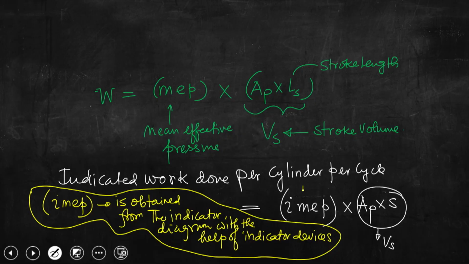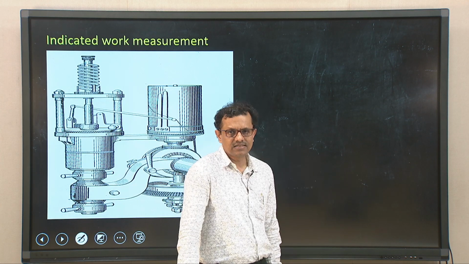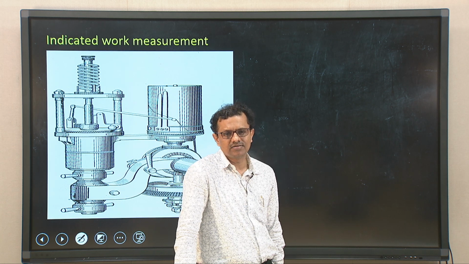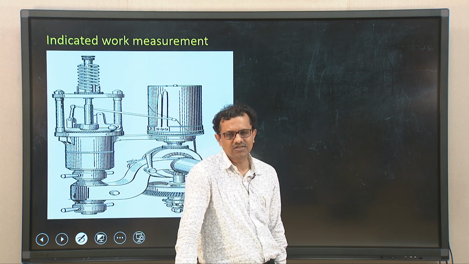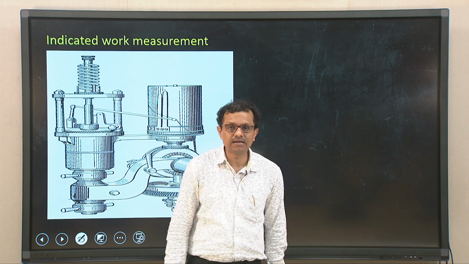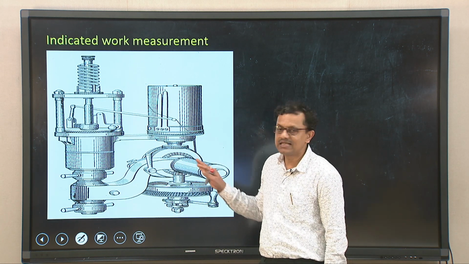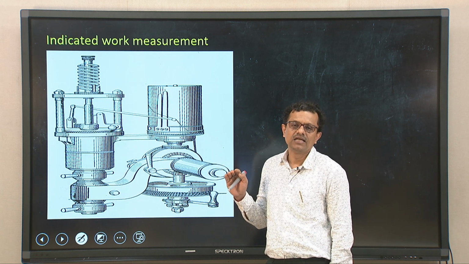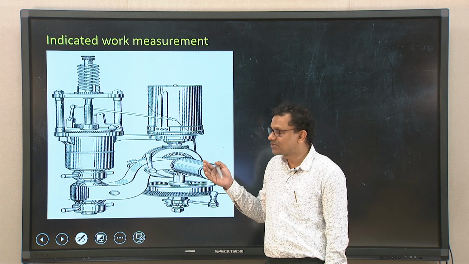indicated mean effective pressure. Okay. So, if we go to the next slide, we can see a schematic depiction. This schematic is depicted just to make you understand the device or mechanical system which is used to measure indicated mean effective pressure through the indicator diagram.